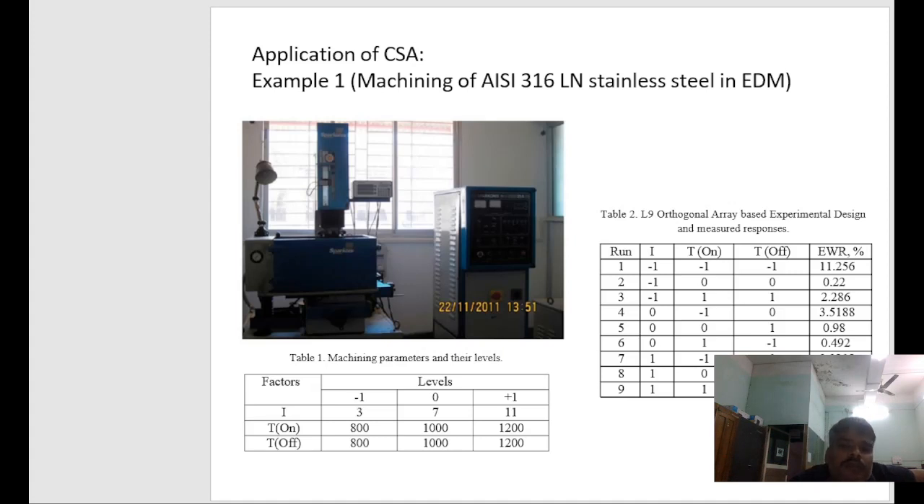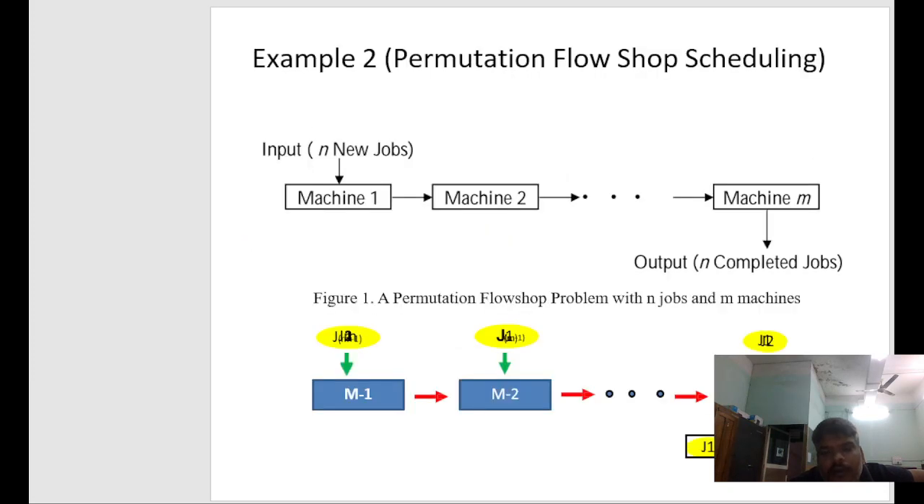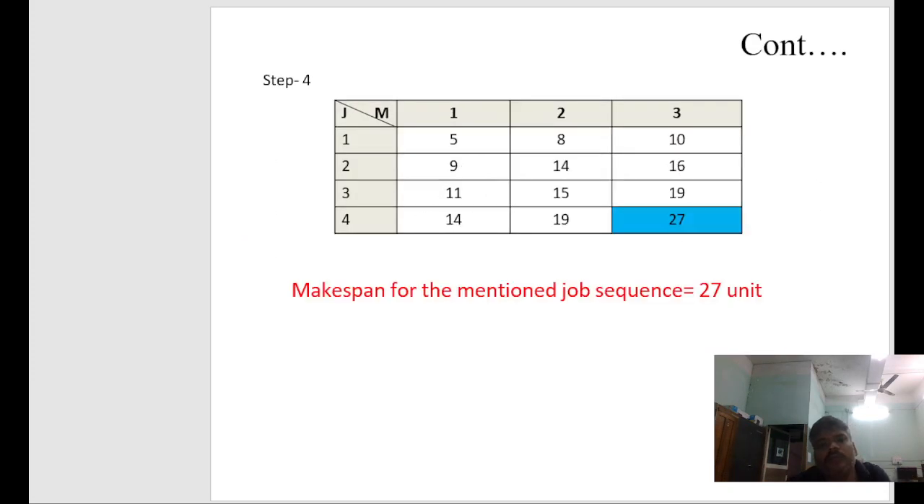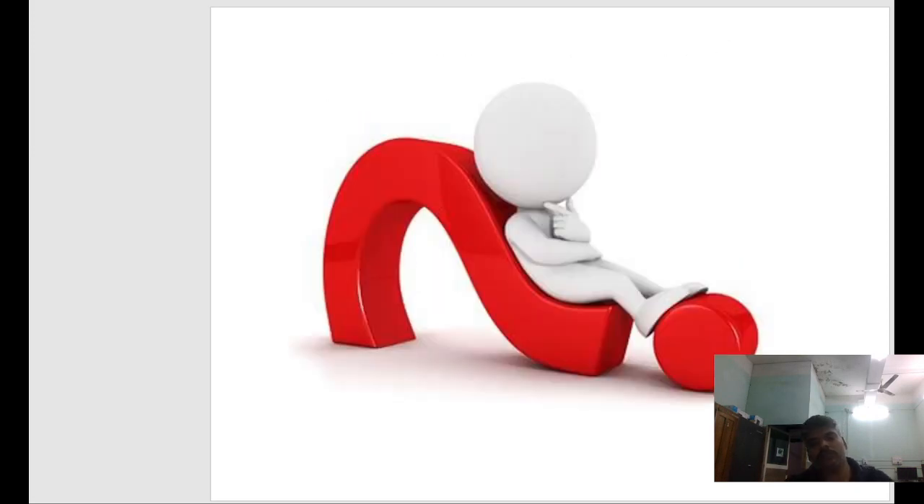Machining of AISI 316 austenitic stainless steel. Machining parameters and their levels. Formulation of the mathematical model, and these are the results. This algorithm is coded using MATLAB software. We have to write the algorithm, the metaheuristic algorithm.